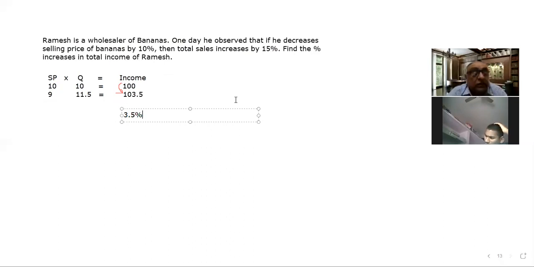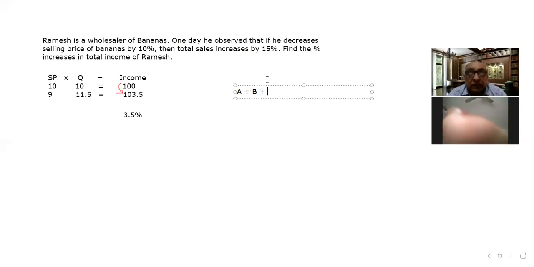And the second way is A plus B plus AB upon 100. This is the second way, because we have been given the two rates here. AB upon 100, that is given here. So let us see how to solve this. In the given question, what is A?